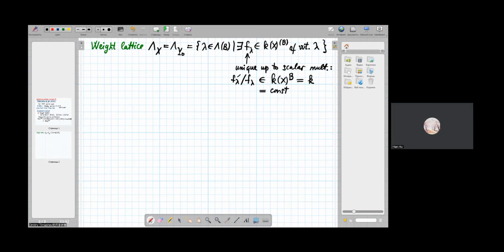You can reformulate this observation differently. In other words, we have an exact sequence of groups.